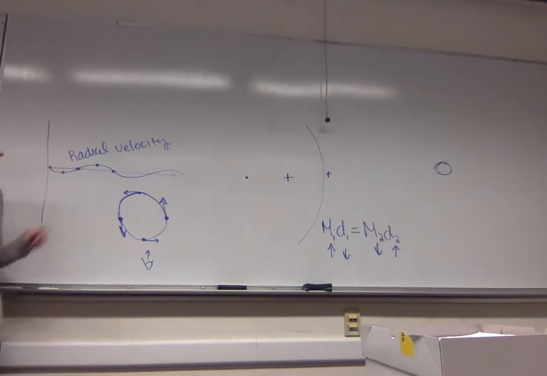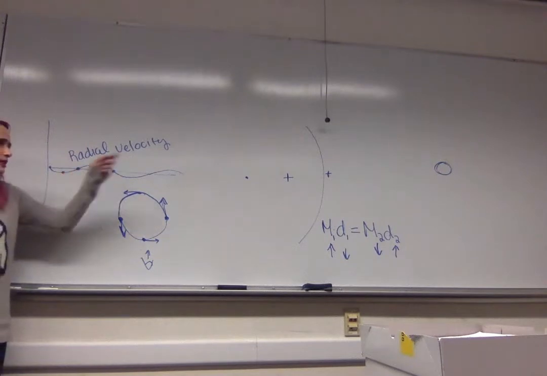Okay, so we see something that's got a little wobble. We know there's got to be a planet there. We can measure about how big the planet is from how big the wobble is and how big the star is.